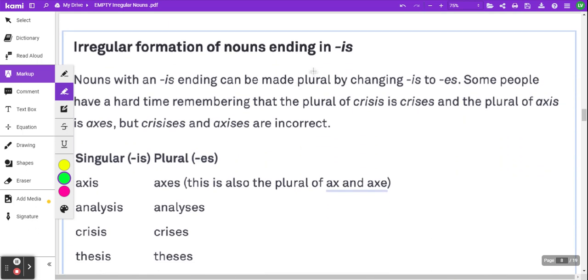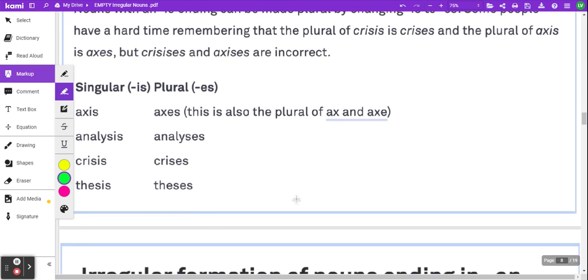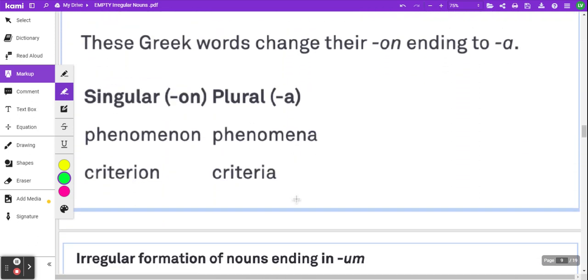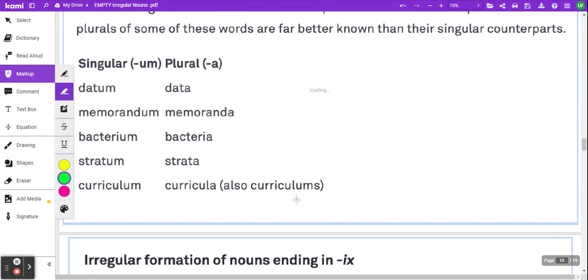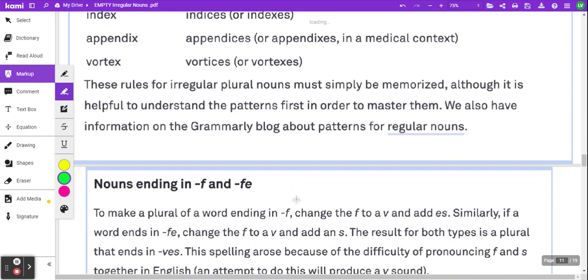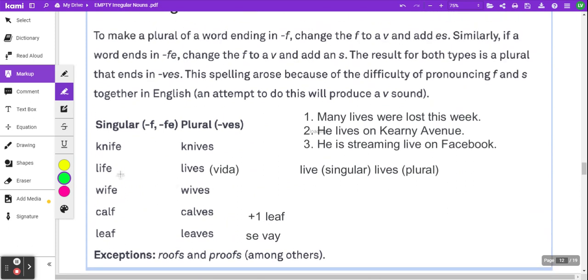Aquí los que terminan en IS or IS, axis, axes, analysis, analyses, crisis, crises, thesis, theses. So hay diferentes, there are different ones. Aquí te están explicando todas las diferencias. Esta es importante, this one. Esta es un poquito más común. You're going to see this.